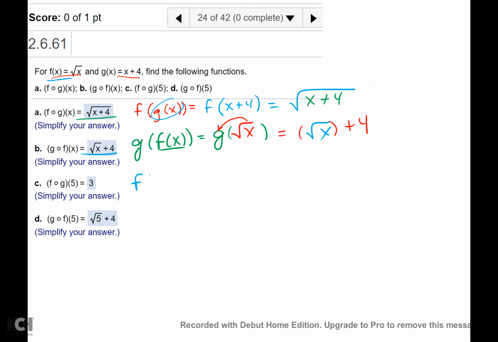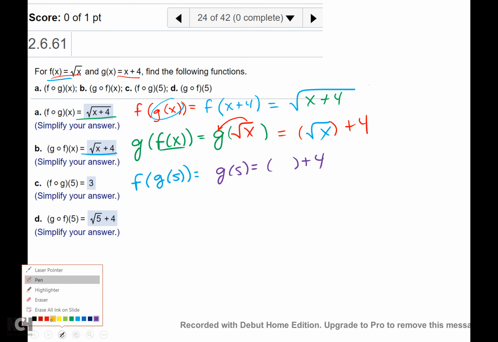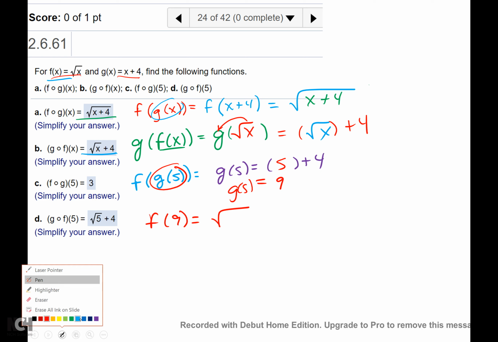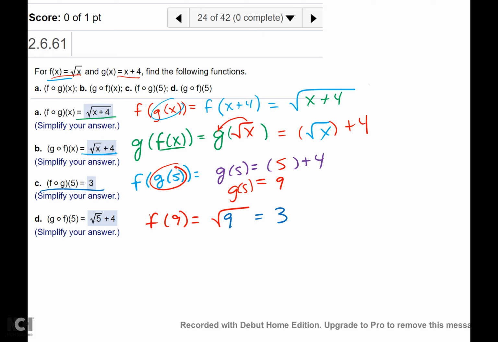To find f of g of 5, we have to find g of 5 first, which says whatever you brought plus 4. Plug in 5, and you get 9. So I can replace g of 5 with 9, which means they want me now to find f of 9. And f of 9 says take the square root of whatever you brought. I'm bringing 9. The square root of 9 is 3.